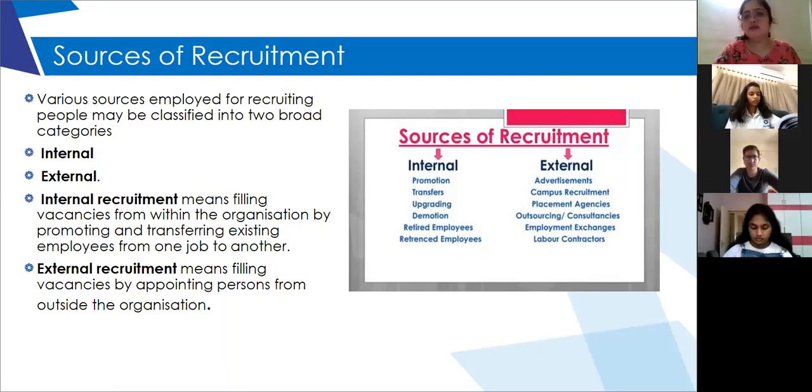What is internal recruitment? Can anyone try? Krishna, what is internal recruitment? Within what? One word answer. I'm not asking one word answer from you. Within the organization. Yes. So can I say internal recruitment means when you're trying to fill the vacancies from within the organization by promoting and transferring existing employees from one job to the other.